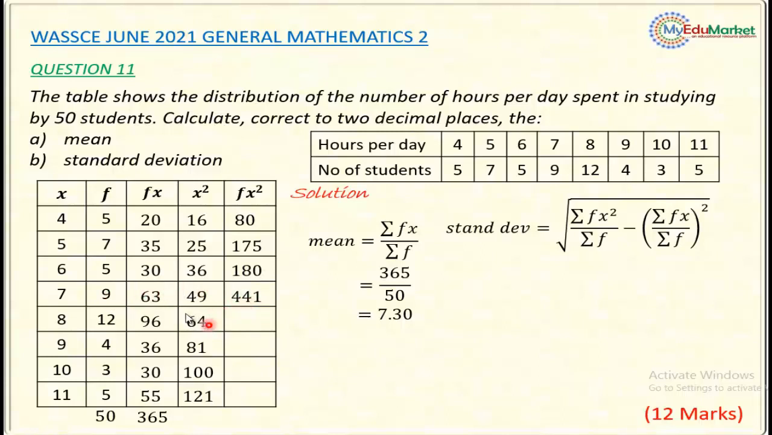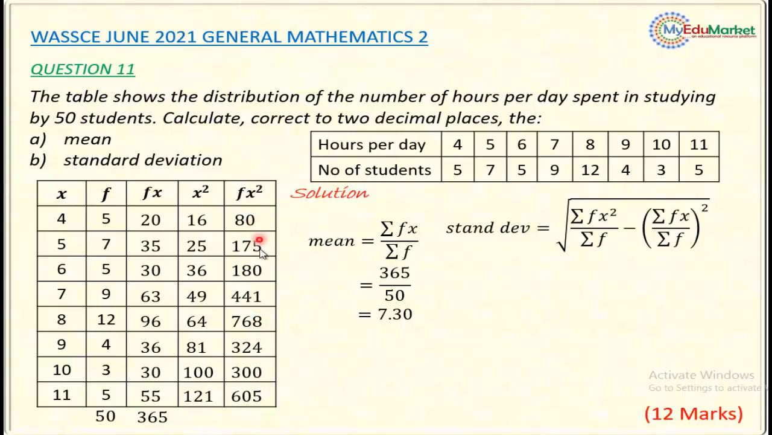Next is 64 multiplied by 12, that is going to be 768. Next is 81 multiplied by 4, that is going to be 324. Next is 100 multiplied by 3, it will simply be 300. And the last is 121 multiplied by 5, that is going to be 605. So this is my fx square.